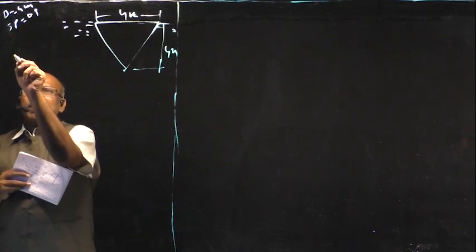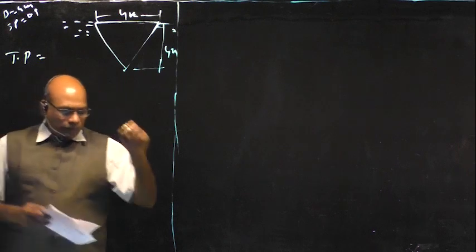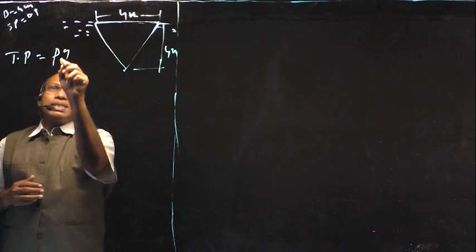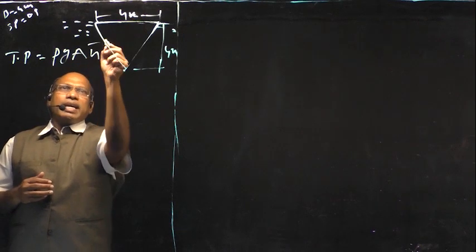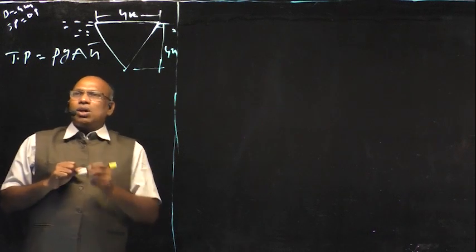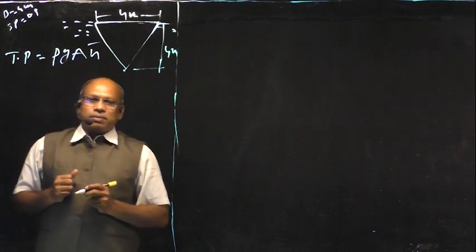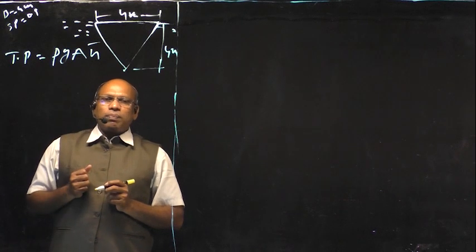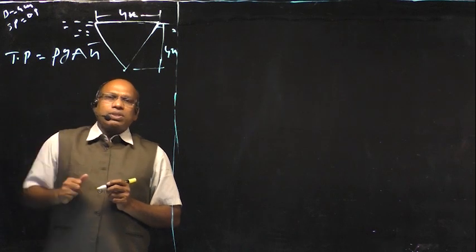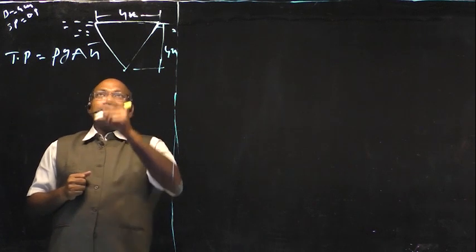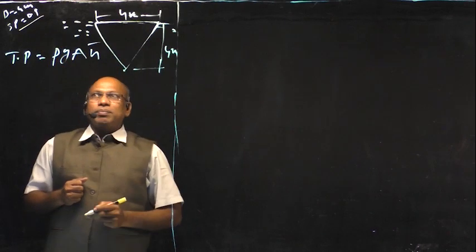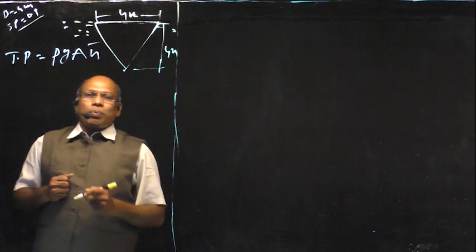Total pressure formula, TP equal to rho G A H bar. This is the formula I have already derived in the last class. Rho equal to density of water. If the fluid is a standard liquid or water, the density is 1000 kg per meter cube. But this is not water, this is the oil of specific gravity 0.9.